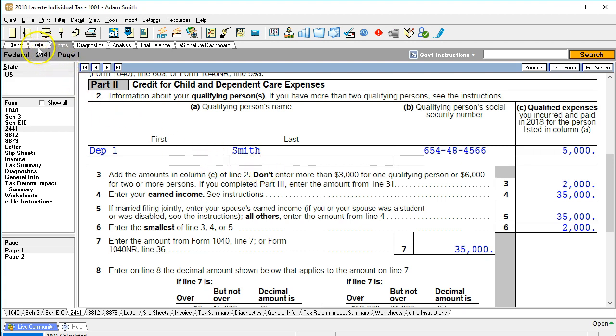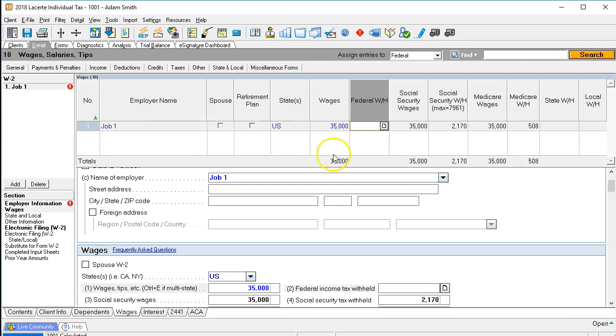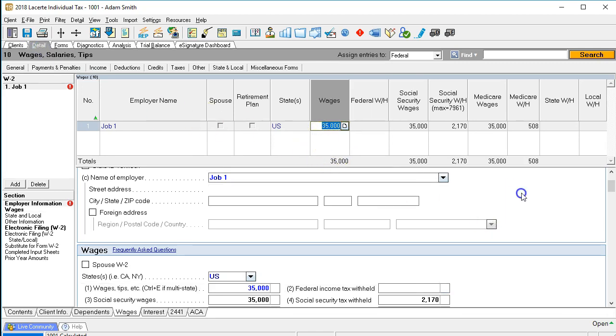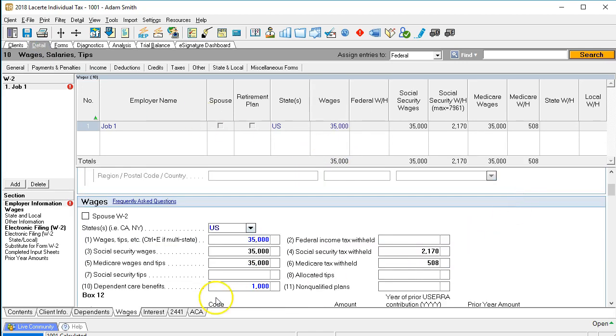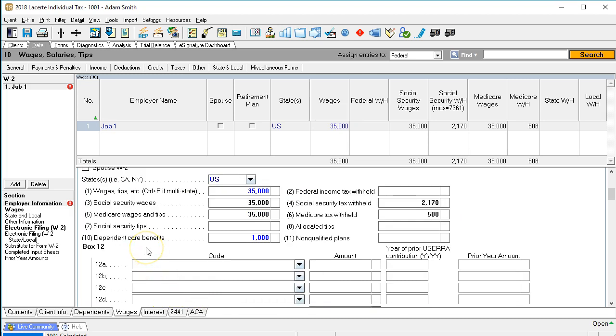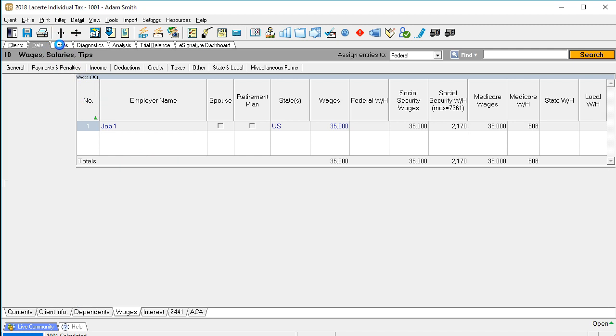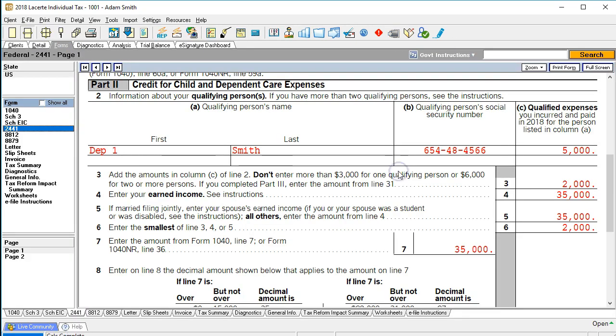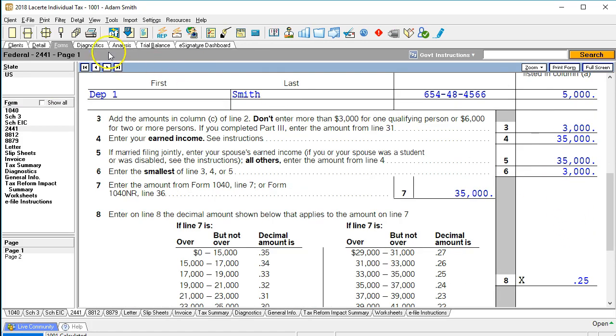So if we go back to the detail then, I'm going to say here's our $35,000, and if we looked at the W-2, then in line 10, we might see something related to dependent care benefits. That's the number, right? If I remove that, and I go back over here, and I say, all right, what happened? Back over here, it's going to go back up to $3,000. So now we have the limit at the $3,000.